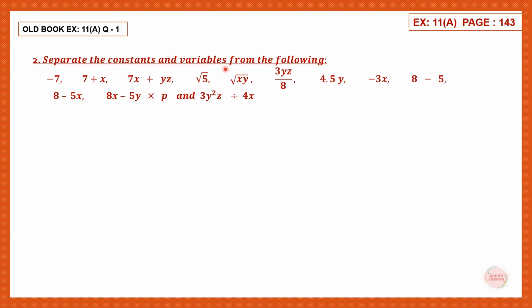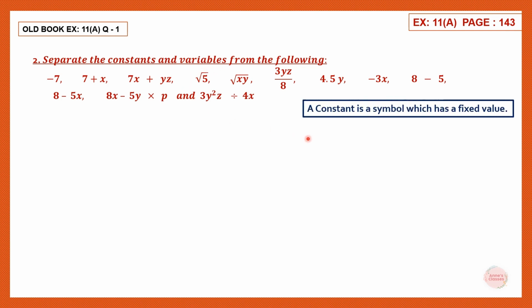Separate the constants and variables from the following. Now here we've been given a set of numbers and letters. From these we have to pick out the constants and separate them from the variables. Now we have studied constants and variables from class 6 onwards, isn't it? Now let's quickly revise what it is. A constant is a symbol which has a fixed value. So anything whose value will not change is called a constant.